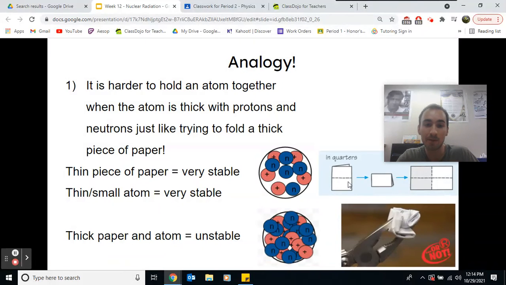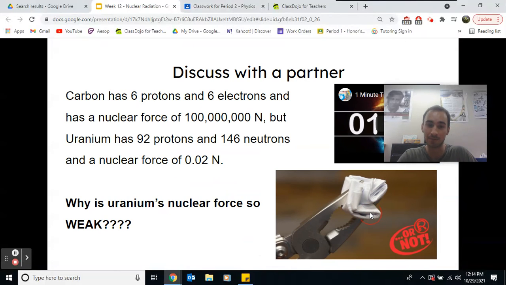So the thin piece of paper and the thin atom are both very stable. They are held together with a strong force. This thick paper and this huge atom, they are very unstable. They're barely able to hang on together. That was my point. It's just like atoms.